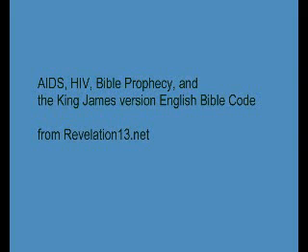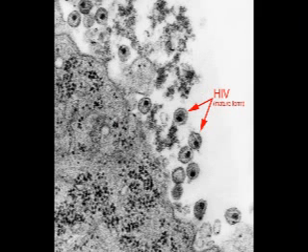AIDS disease, Bible prophecy, and the King James Version English Bible Code. This is a video on AIDS disease and the HIV virus that causes AIDS from the Revelation13.net website, a site where Bible prophecy, astrology, and the King James Version English Bible Code are discussed in trying to predict future world events. Here we will discuss AIDS disease and the HIV virus to see if this analysis indicates there is hope of a cure. This is a photo of the HIV virus.